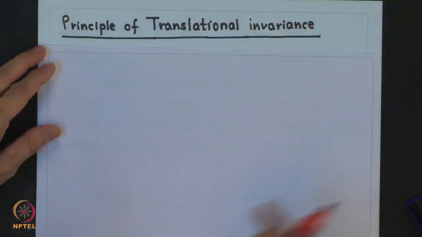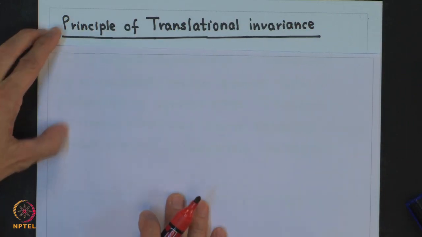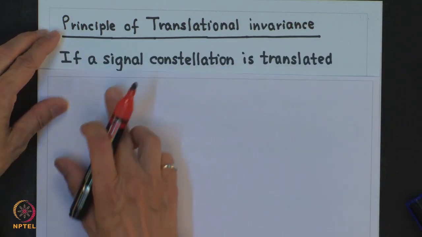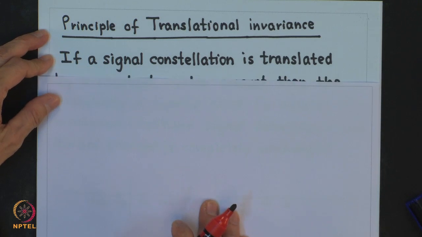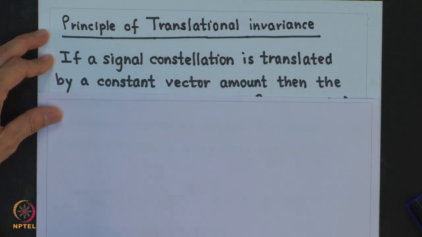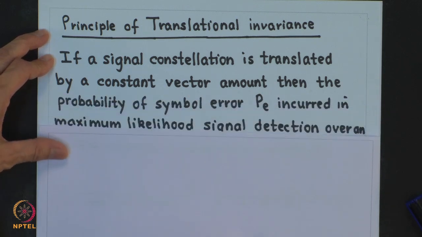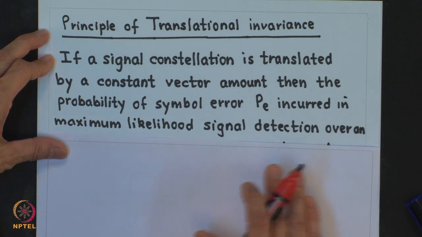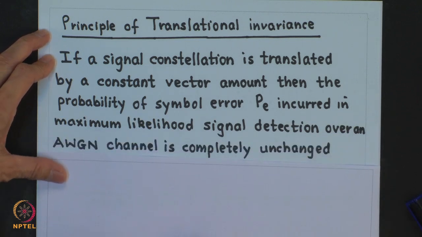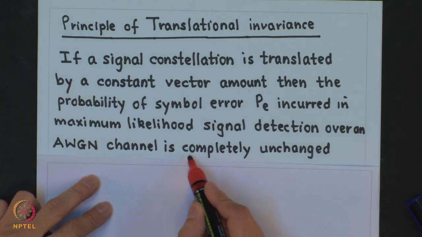Now, let us take another property of this signal constellation, and that is the principle of translation invariance. What this says is that if a signal constellation is translated by a constant vector amount, then the probability of symbol error Pe incurred in maximum likelihood signal detection over an additive white Gaussian noise channel is completely unchanged.